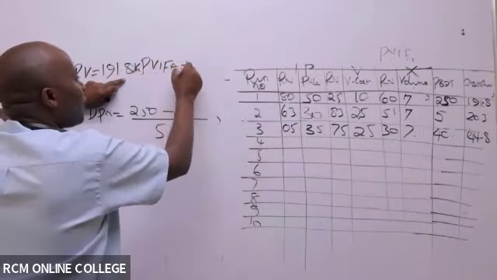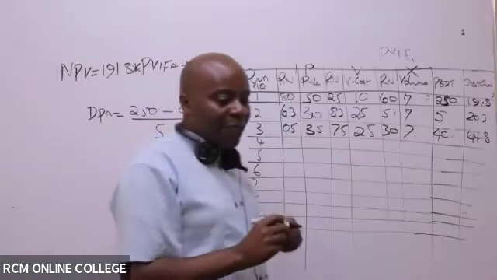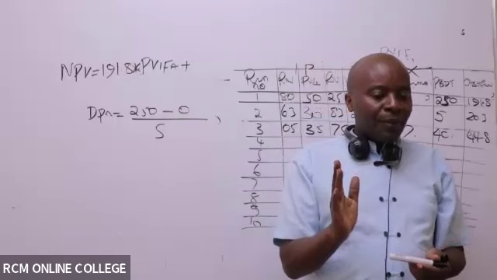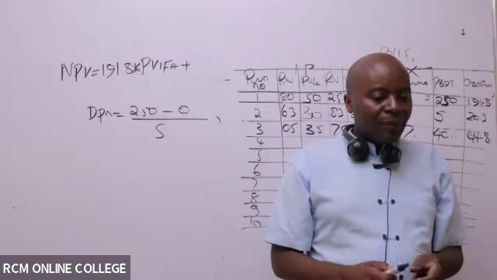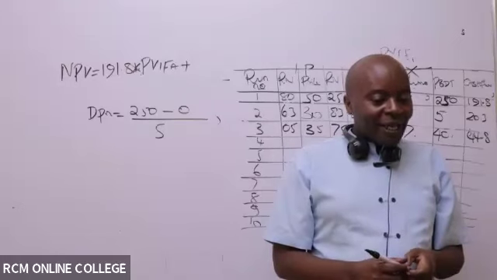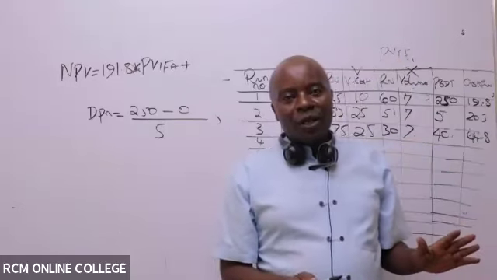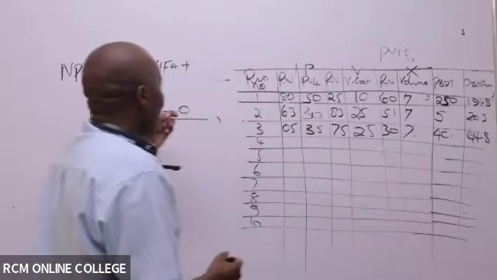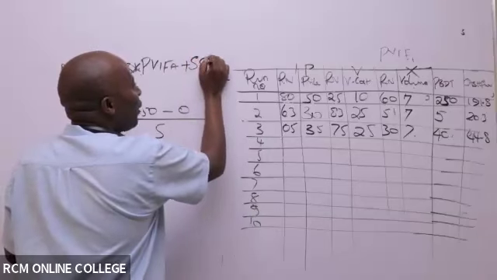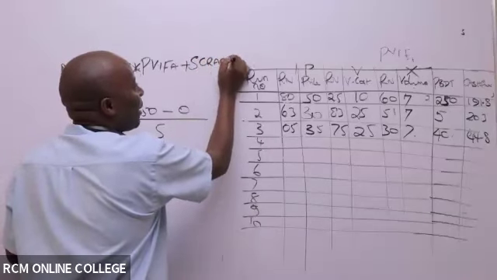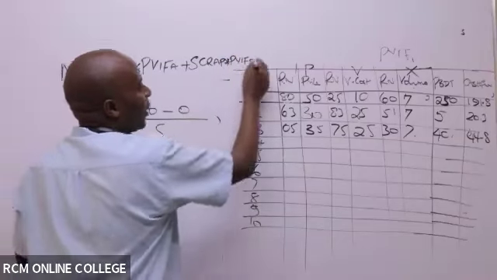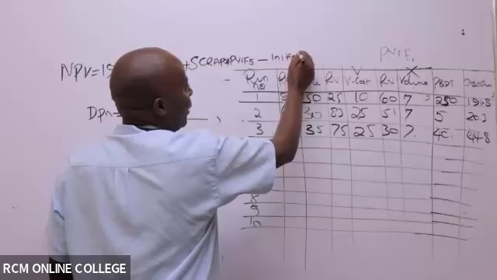Then we ask ourselves, do we have any scrap value? Do we have any scrap value in this question? Nil, isn't it? 0. Scrap value is 0. Assuming it was there, I would want to put this because this has really been used by the examiner to confuse students. Assuming it was there, I would have taken the scrap times what here? PV. 5 years. And then I subtract what here? The initial outlay.